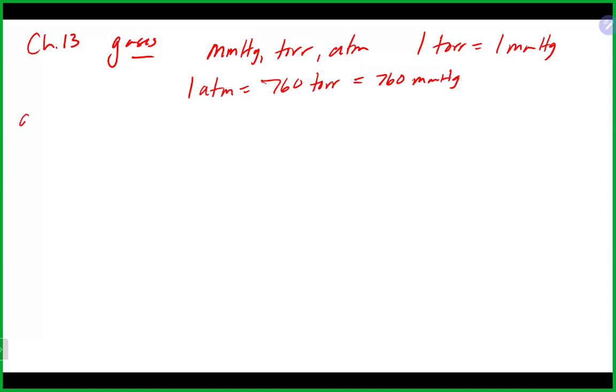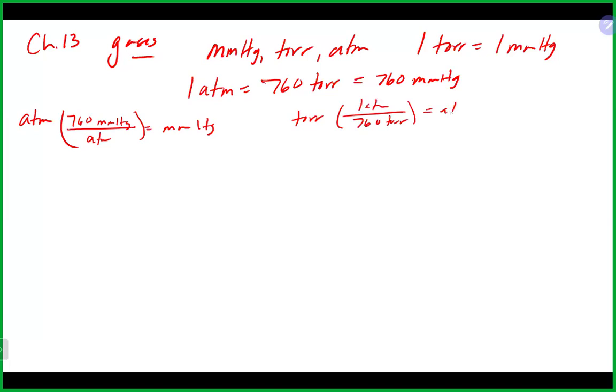So if you have atmospheres and you want torr or millimeters of mercury, you need to multiply by 760. And obviously, if you have torr or millimeters of mercury, you need to divide by 760, and that'll convert you into atmospheres.